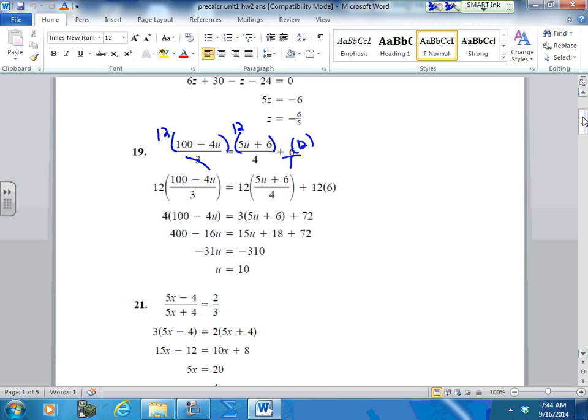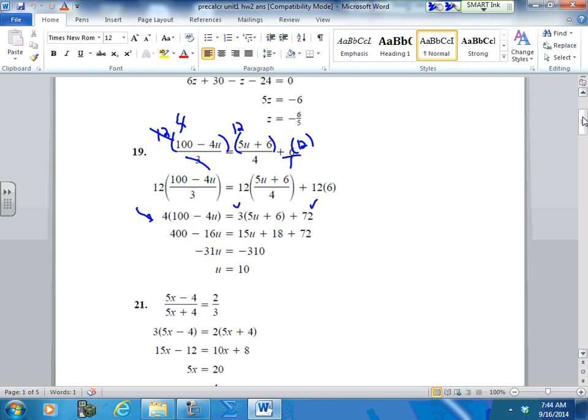3 goes into 12 4 times. There it is. 4. 4 goes into 12 3 times. And 6 times 12, 72. Then you have a nice equation. No restrictions, because even though we have a denominator, we have no variable in the denominator.